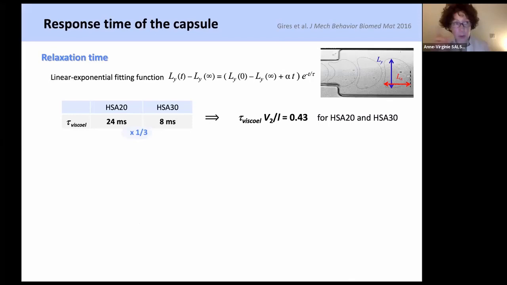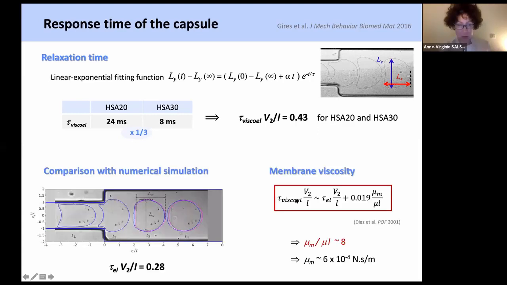Then we follow the length of the capsule, which is decreasing over time. We did an experimental fit of the axial length, Ly, or the transverse length I should say, and we identified the characteristic relaxation time, this viscoelastic time. Then, with a model, we first compared with numerical simulation and found a very good fit, but there was a small time lapse or delay, and that was due to the viscoelasticity. We then find the value of the membrane viscosity by using an equation from a paper from 2001, and that works really well to provide the viscosity of the membrane.